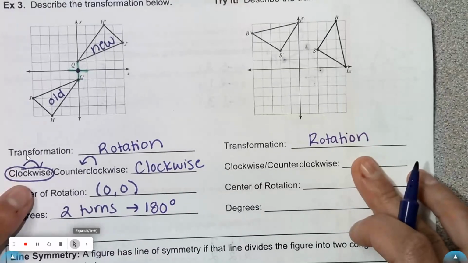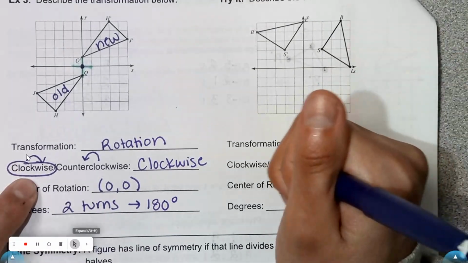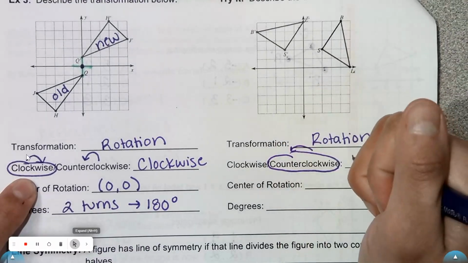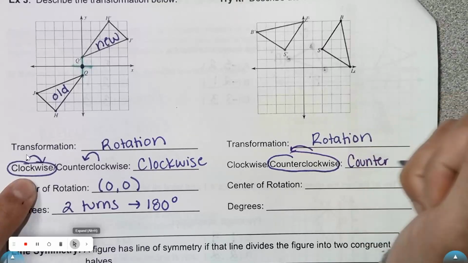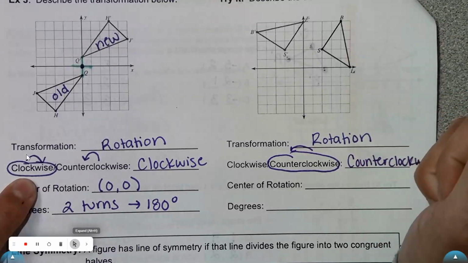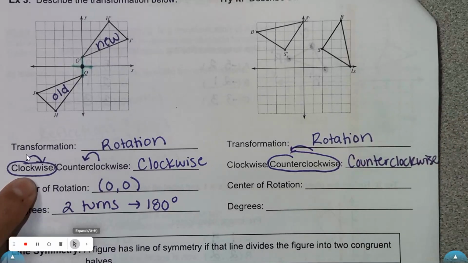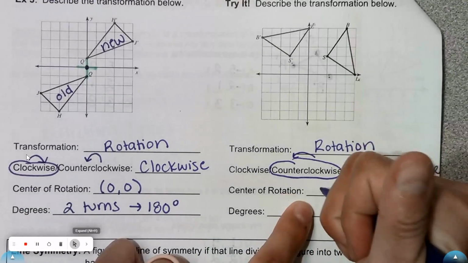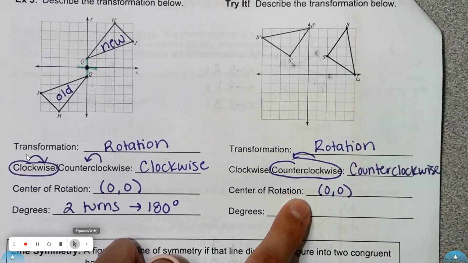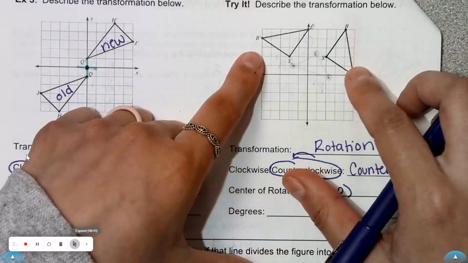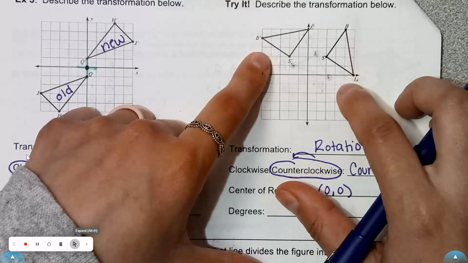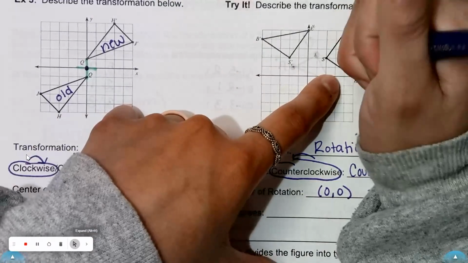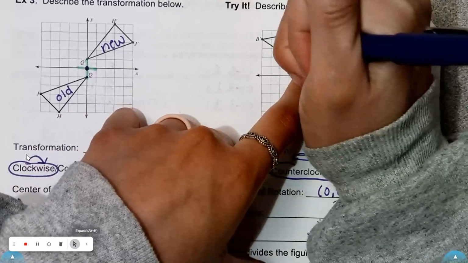Because last time I went clockwise, this time I'm going to go counterclockwise. Okay, that means I'm going to the left. Your center of rotation is the same every single time, so it's always at 0, 0. If I'm looking at my 2 triangles, the one that does not have the primes is the old one. This is the new one.